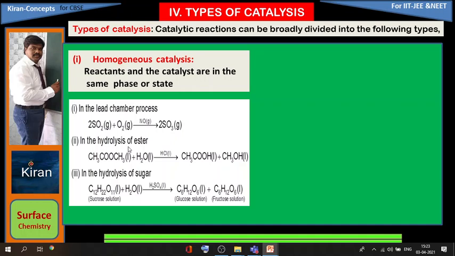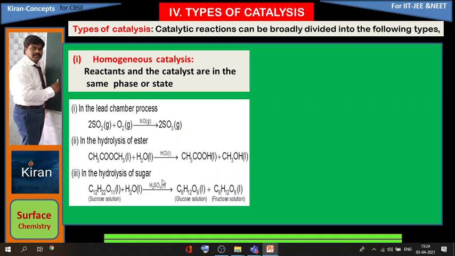Second one, hydrolysis of ester. CH3COOCH3, this is the ester. This ester hydrolysis, when placed in water in presence of hydrochloric acid, all are existing in the liquid state. Ester is liquid, water is liquid, hydrochloric acid is liquid. So reactants and the catalyst both are existing in the same phase, hence it is called homogeneous catalysis.